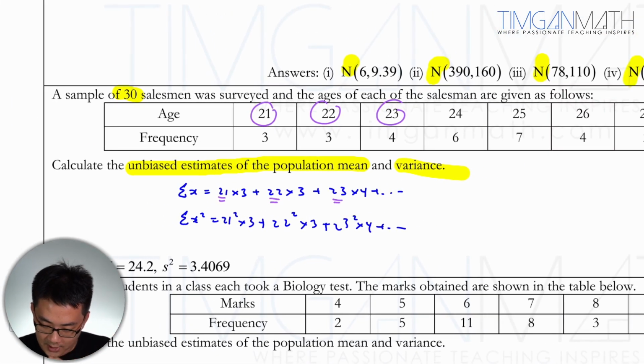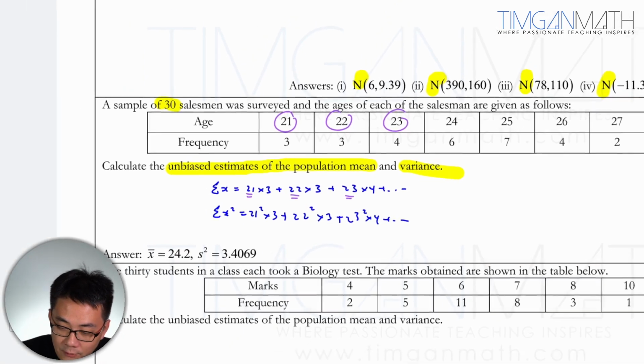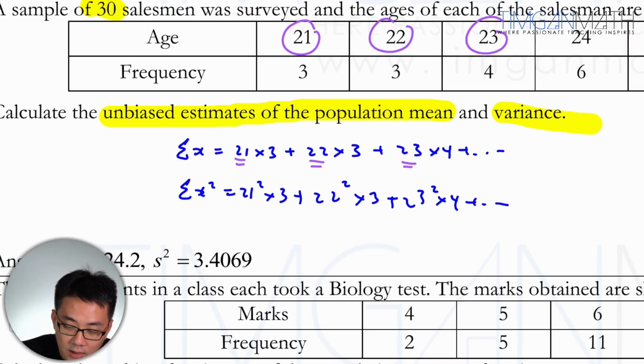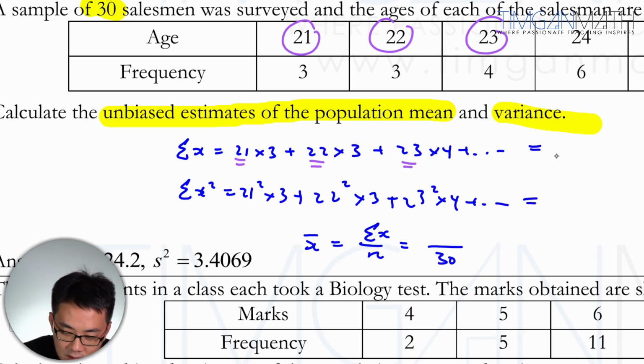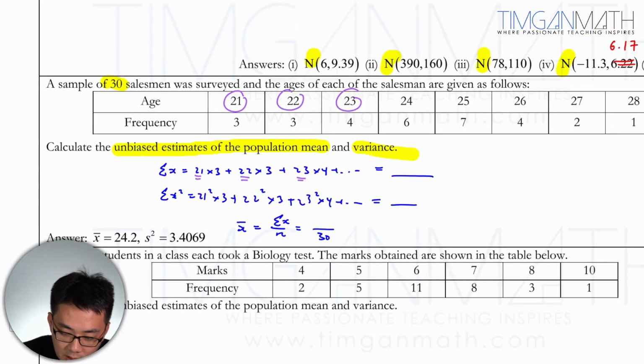Okay? There you go. Now, if you want the unbiased estimate of population mean, it will just be x bar equals sigma x over n. In this case, it's 30. I'm not sure what these two values here are, but I'll key in later.